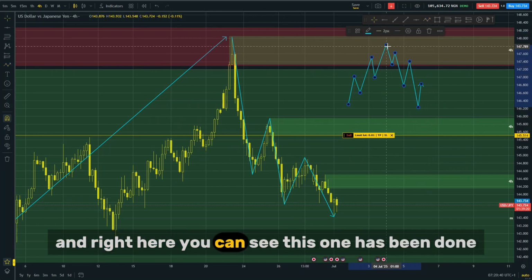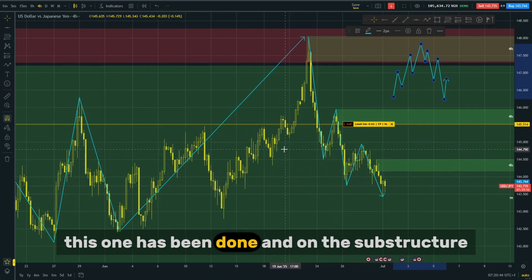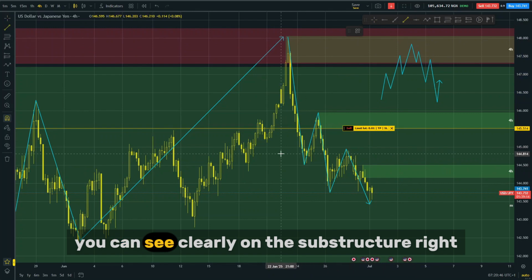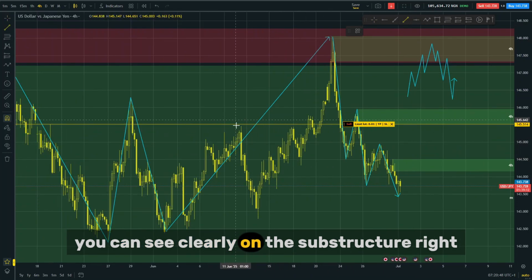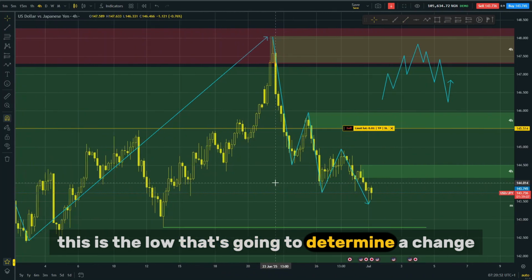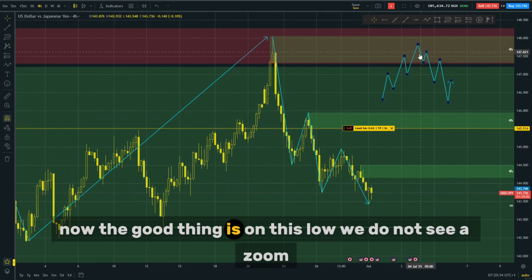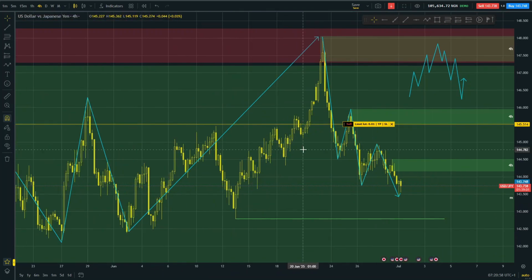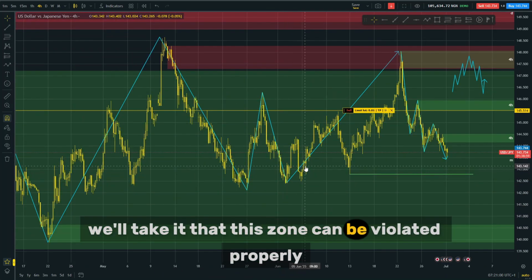And right here you can see this one has been done, this one has been done, and on the substructure you can see clearly this is the low that's going to determine a change. Now the good thing is, on this low we do not see a zone, hence we'll take it that this zone can be violated properly.